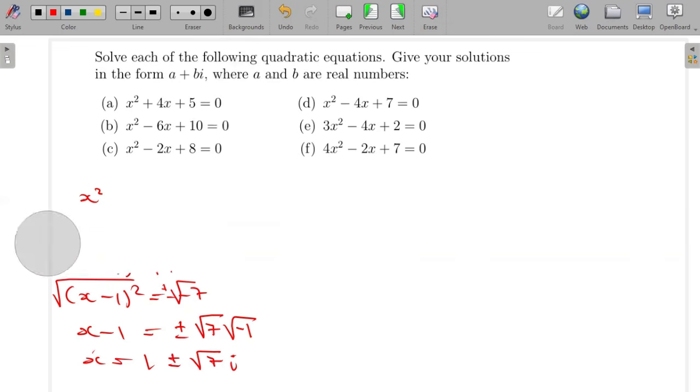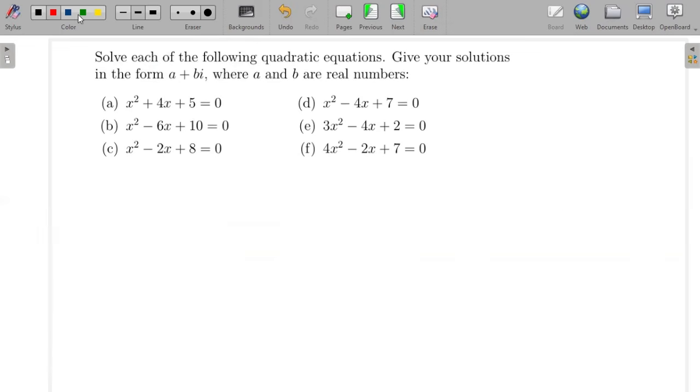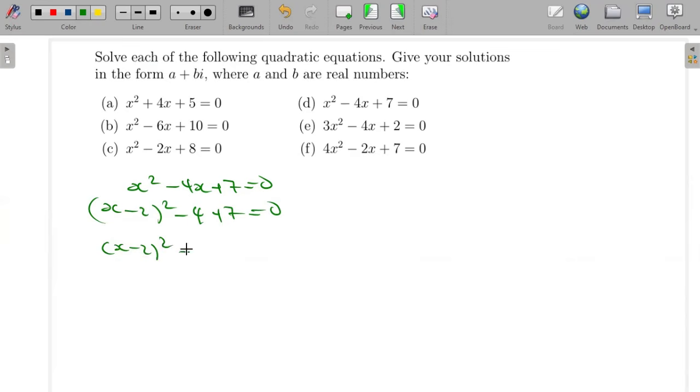Okay, go on to the next one. Next one, you have x squared minus 4x plus 7 equal to 0. So that is going to be (x minus 2) squared, minus square the 2, you get 4, plus the 7 is equal to 0. So that is going to be (x minus 2) squared. Add there, I get 3, equal to 0.